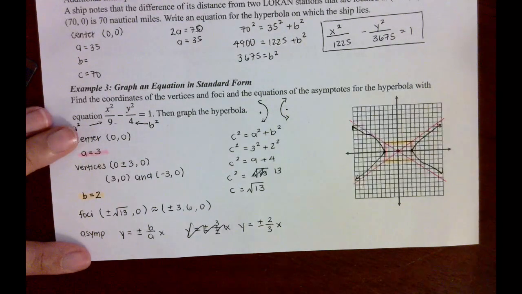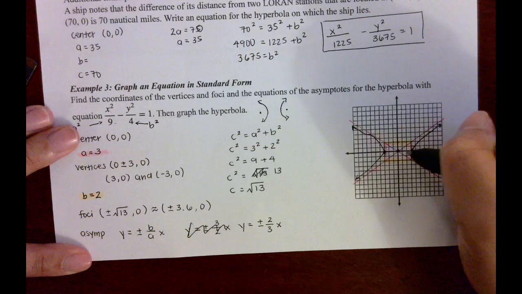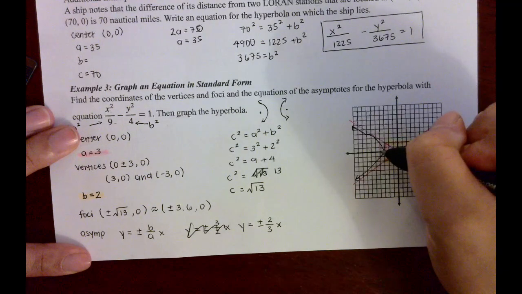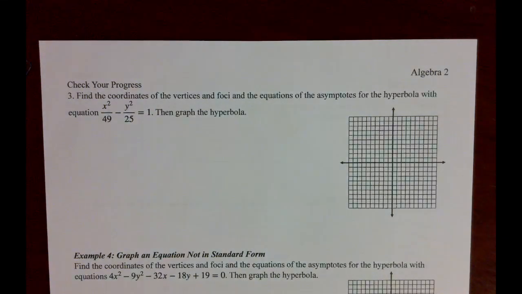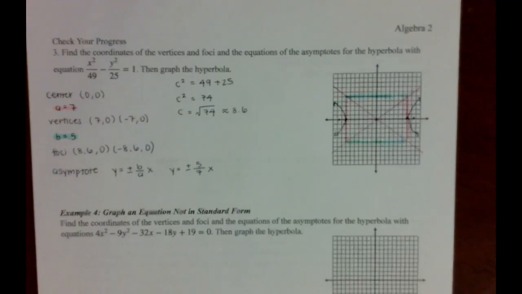And then graphing my foci at square root of 13, 0, so 3.6: 1, 2, 3.6 there. That's there. That's my foci. Okay. So why don't you try CYP3 on your own, and then once you're done, come check the answer. Okay, you should have gotten something similar to this.